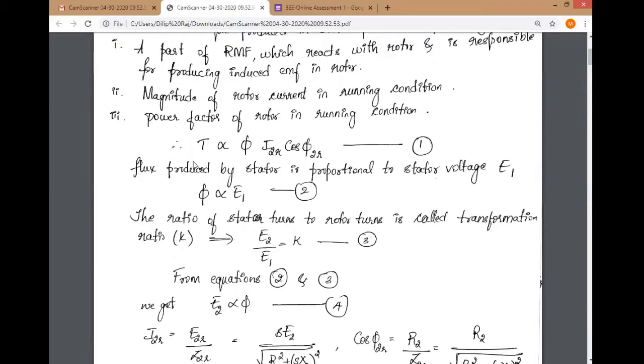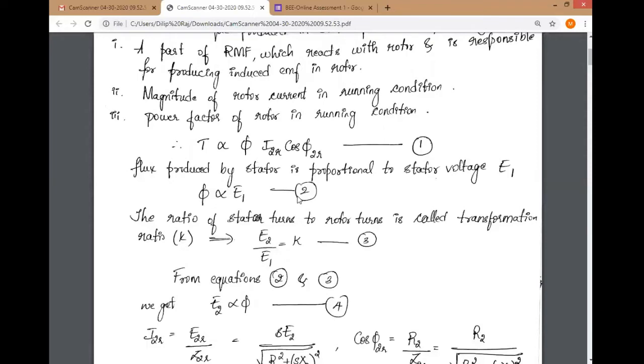The flux which is produced by stator, that is nothing but the rotating magnetic field in the air gap, is produced by the stator, and that flux produced by stator is directly proportional to the stator voltage, that is E1. So let us say this flux is directly proportional to E1.